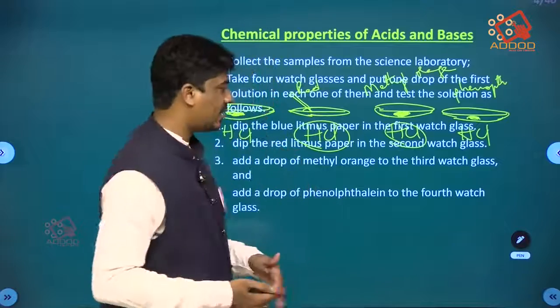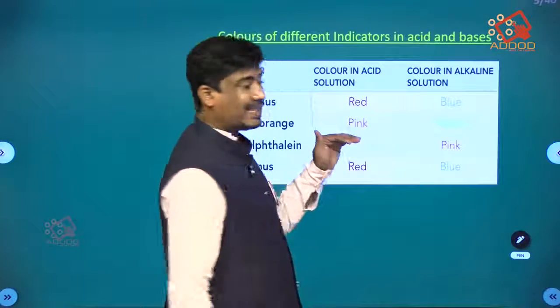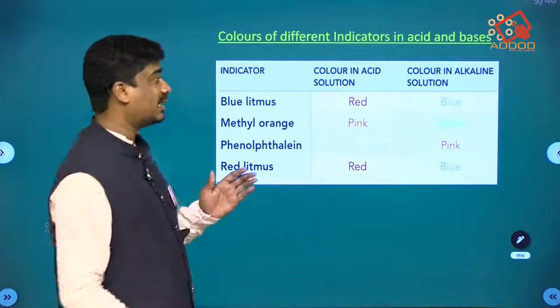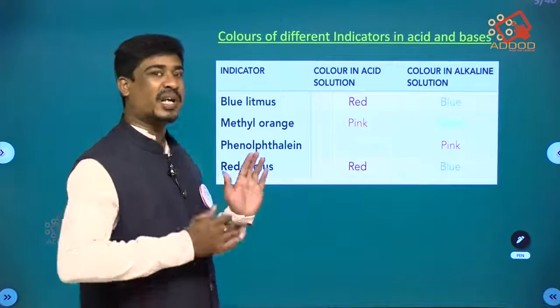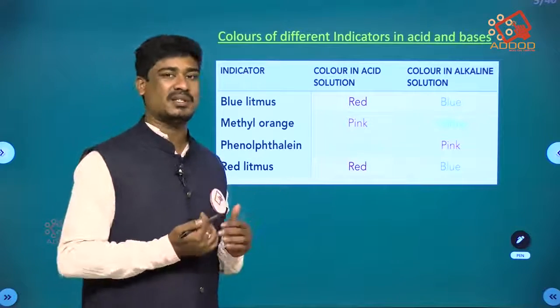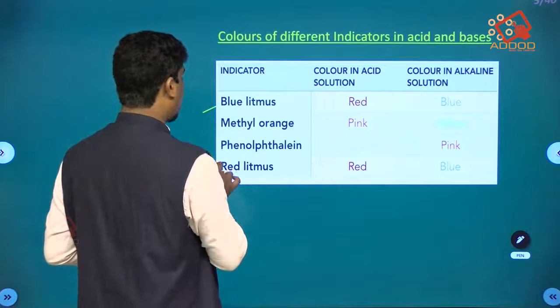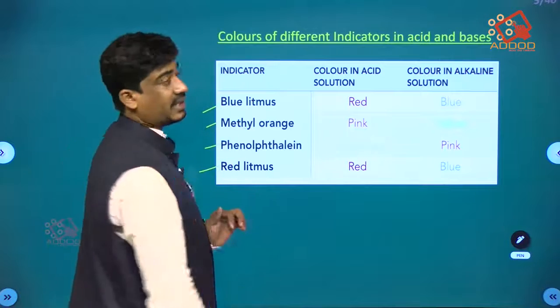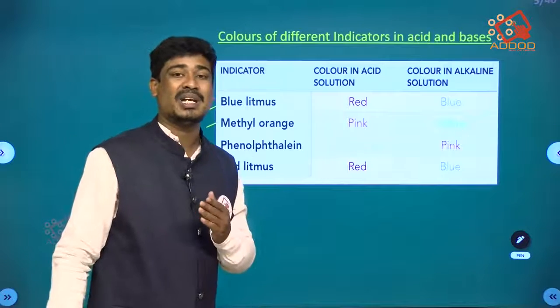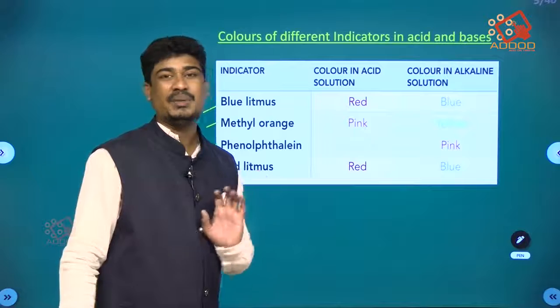See in the next slide, I have given all the colors in one box: what happens when each indicator is kept in acid and bases. There are four indicators: blue litmus, red litmus, methyl orange, and phenolphthalein indicator. Better to note this down in your notebook, and it is very important.